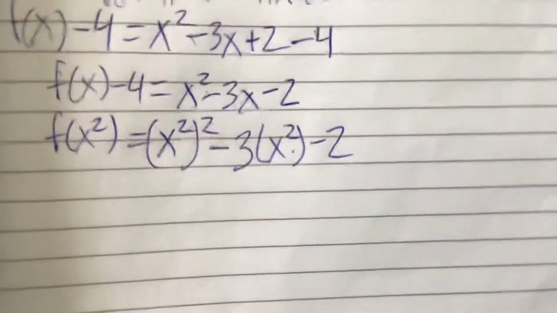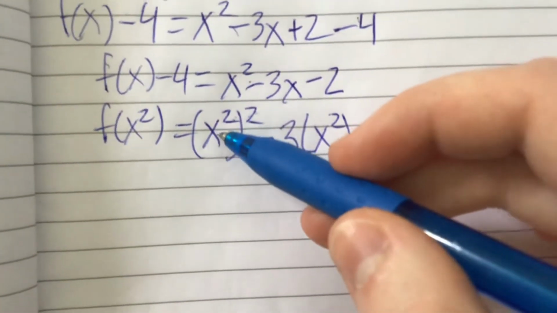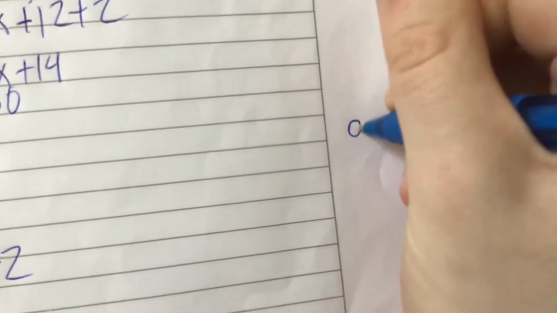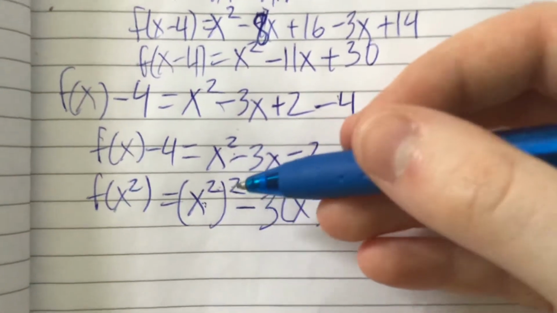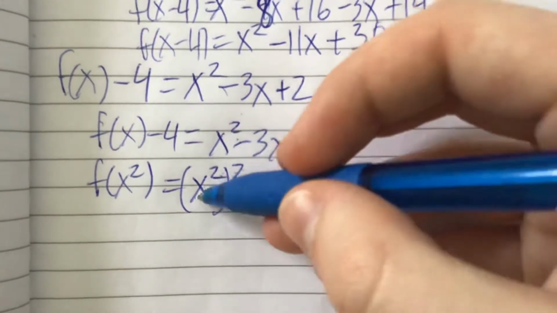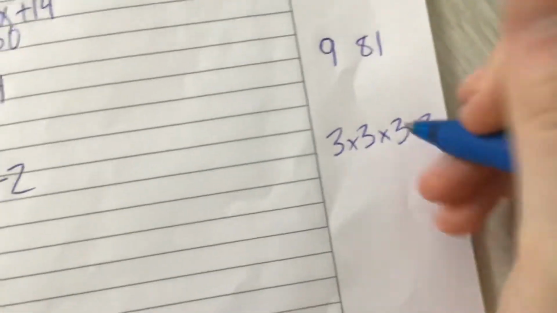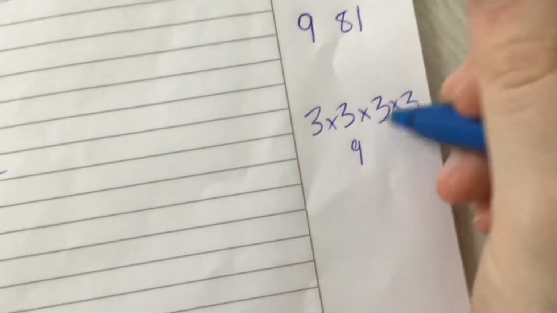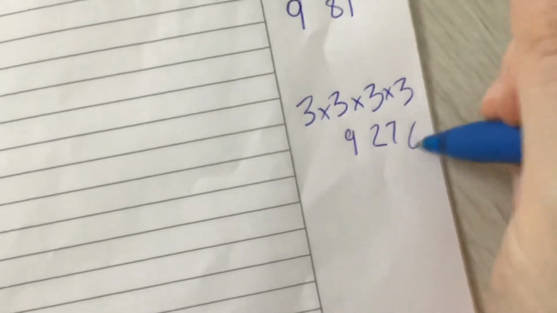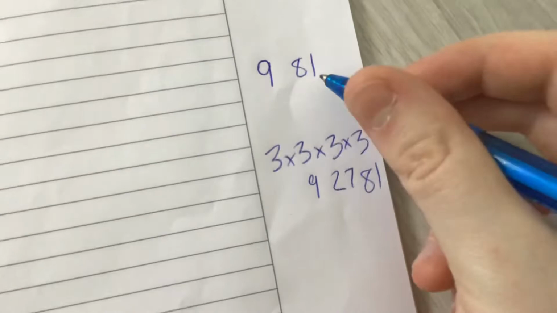So let's say this is a 3, okay? We say 3 times 3 is 9, right? And then we say 9 times 9 is 81, right? Well, let's say we do this to the 4th power instead. That would mean 3 times 3 times 3 times 3. 3 times 3 is 9, times 3 is 27, times 3 is 81. Look the same? That is because they are the same.